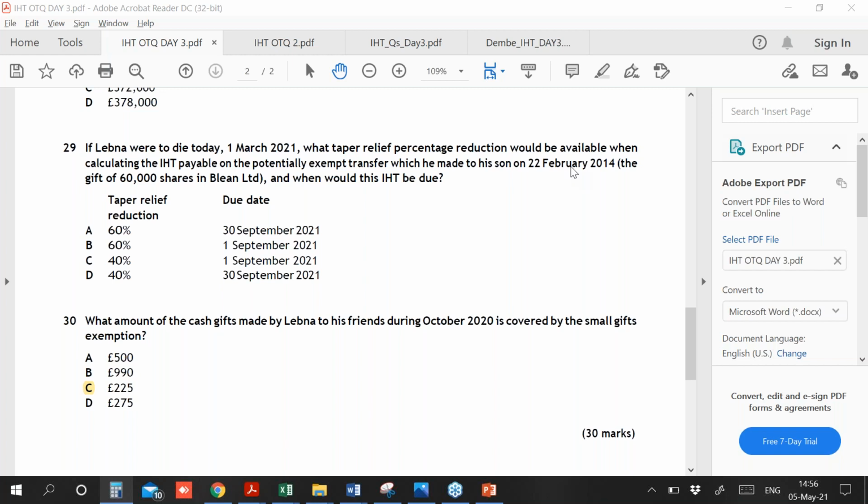Yes, Asma, that is what the problem with the small gift exemption is. If the gift is till 250, the complete gift is exempt. If it is 251, complete exemption is not available.